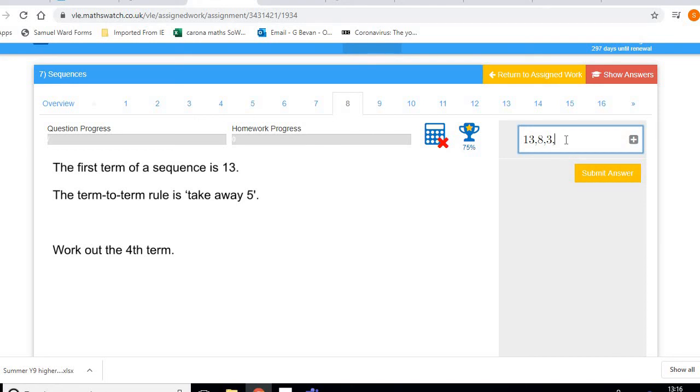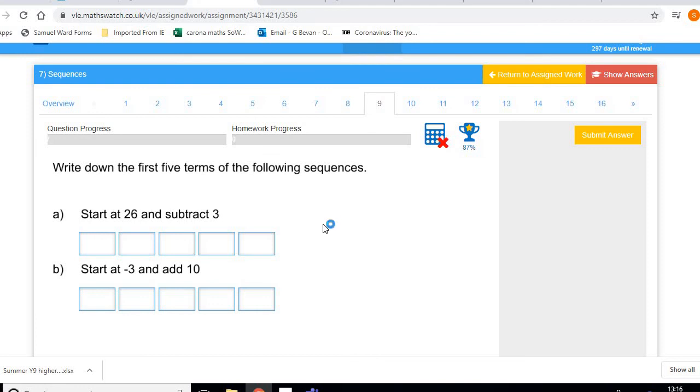So if you're on 3, if you took away 3, you're on 0. You need to take away another 2 from 0, so you would end up on minus 2. So the 4th term will be minus 2. Okay, so the next question also involves some negatives on part B.